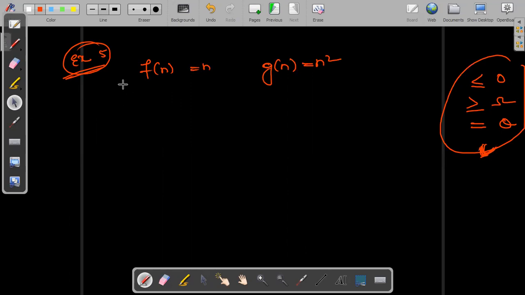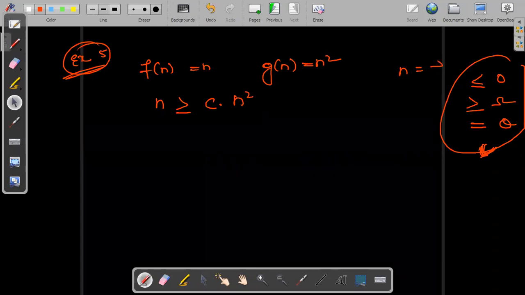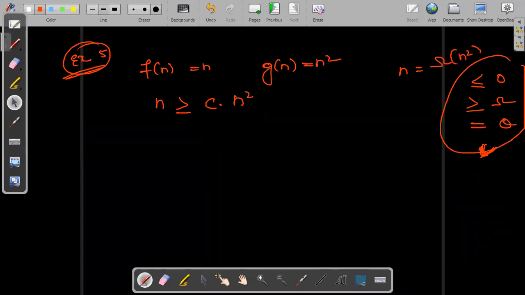Now see here, what is that? I have to prove this one. I will directly write n is greater than or equal to c dot n square. Actually, what we have to prove? n is equal to omega of n square. Yes or not? This one we have to prove. Now I am taking these values. Now everybody observe here.